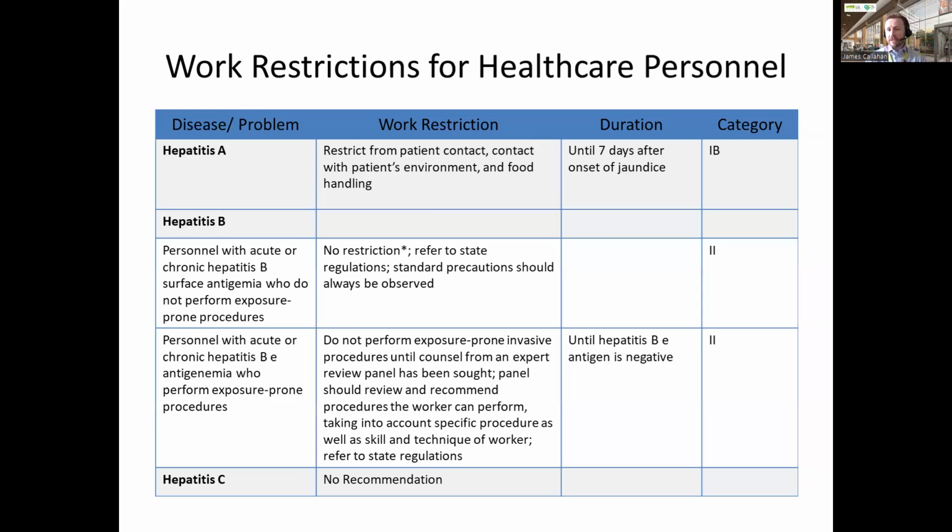With hepatitis B, consider the type of work this staff is going to be doing. Staff with Hep B who do not perform exposure-prone procedures, so we're thinking bloodborne transmission, have no work restrictions imposed on them. And if they do perform these procedures that would put them at risk for bloodborne transmission, the recommendation is to consider having an expert panel review that takes into account specific details about the individual, about their competency, and about the procedures being performed. And there are no recommendations for hepatitis C.